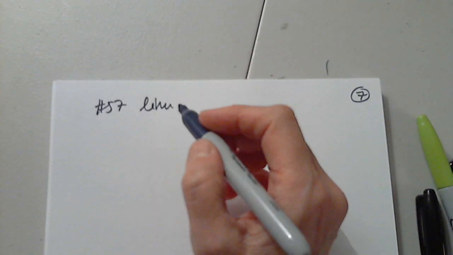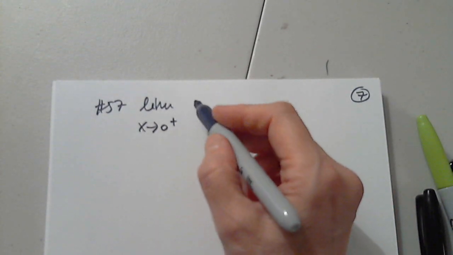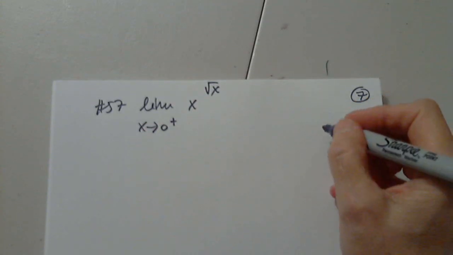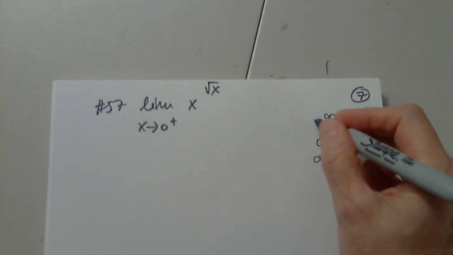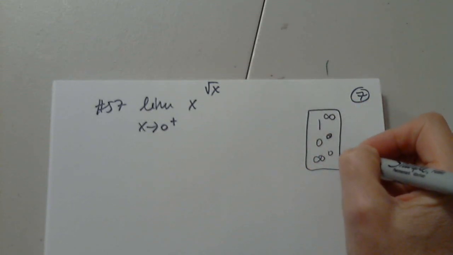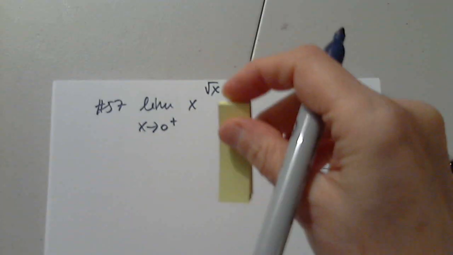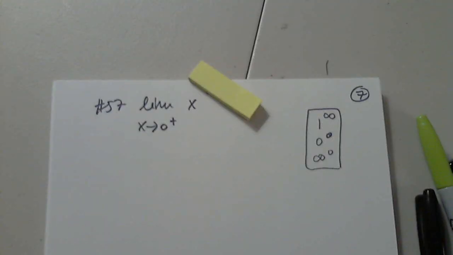So we have limit as x approaches 0 from the right, from x to power the square root of x. Perfect. Okay. So remember, we have 1 to infinity, 0 raised to 0, and infinity raised to 0. The most cumbersome ones, they are the powers. Okay, so let's start with, doesn't matter. Let's start with the base.